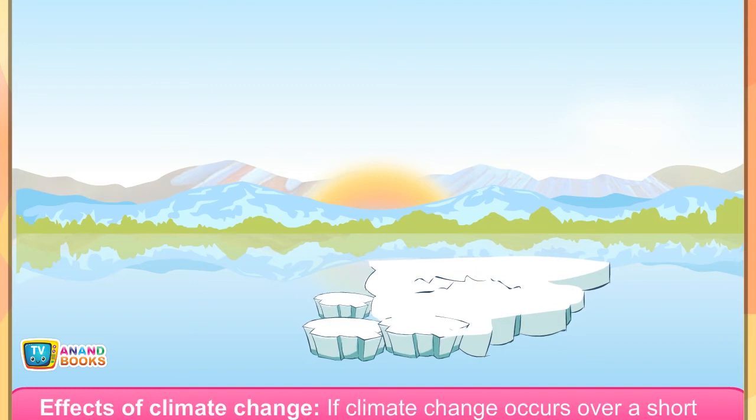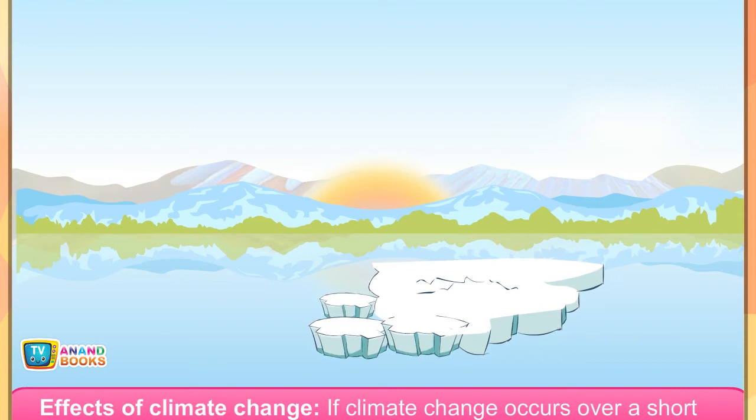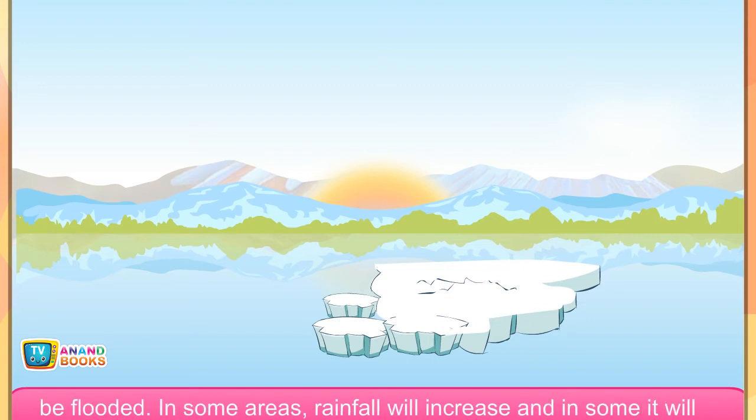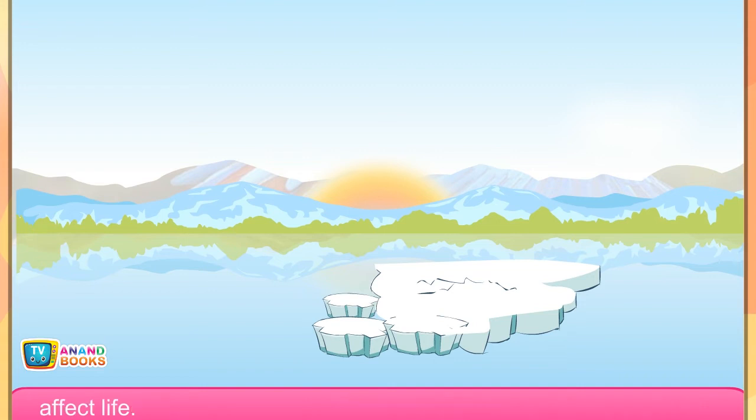Effects of climate change. If climate change occurs over a short period of time, all forms of life will be severely affected. The average temperature of Earth has increased. This will melt ice in polar regions, sea level will increase, and coastal areas will be flooded. In some areas, rainfall will increase and in some it will decrease. It is a prediction, but it is sure that climate change will affect life.